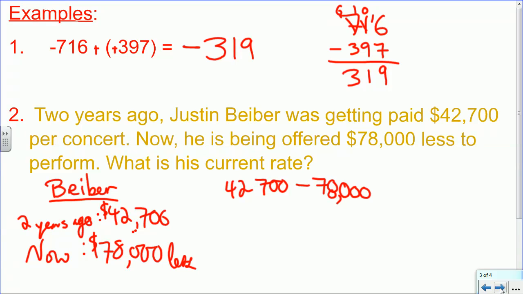And what's that going to look like? Well, it's a subtraction problem. I don't like that. Let's play add ups to start. So we're going to add a negative 78,000. The sign of my answer is going to be negative because we have more negatives than positives. And then the signs are different, so we need to subtract the value. So 78,000 is the bigger value. We'll subtract 42,700 from it.